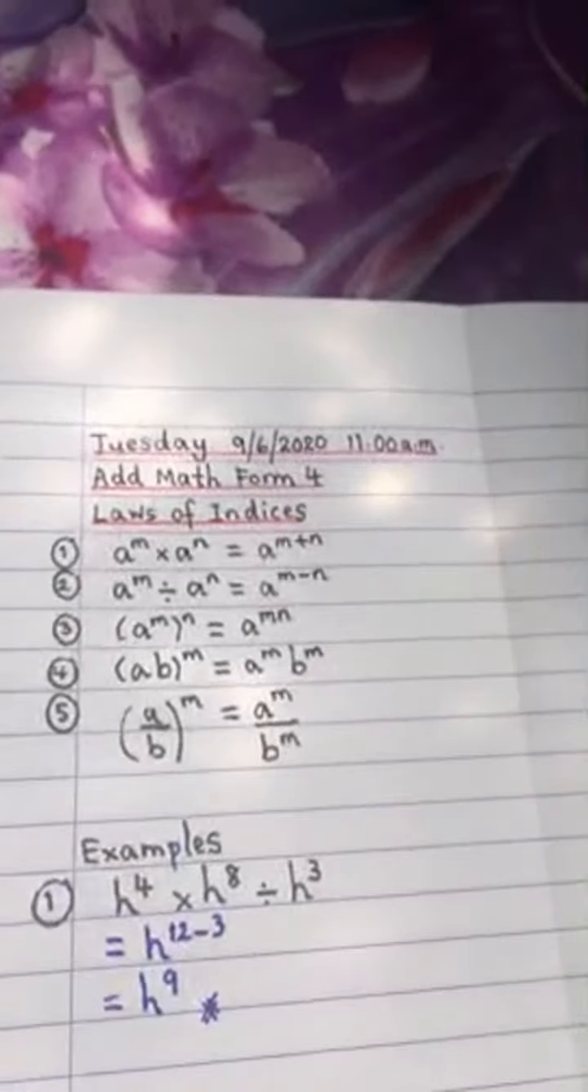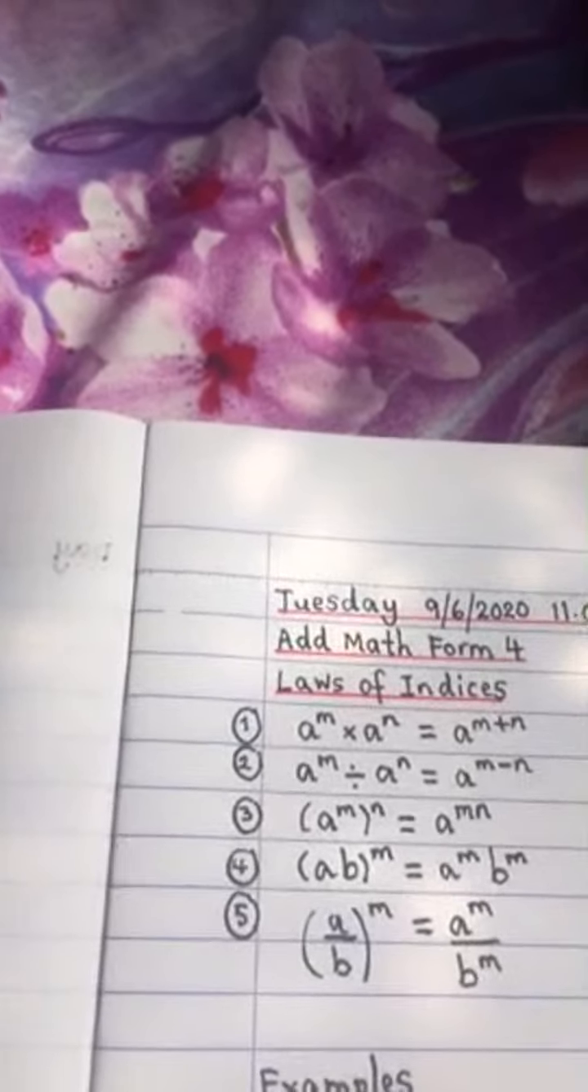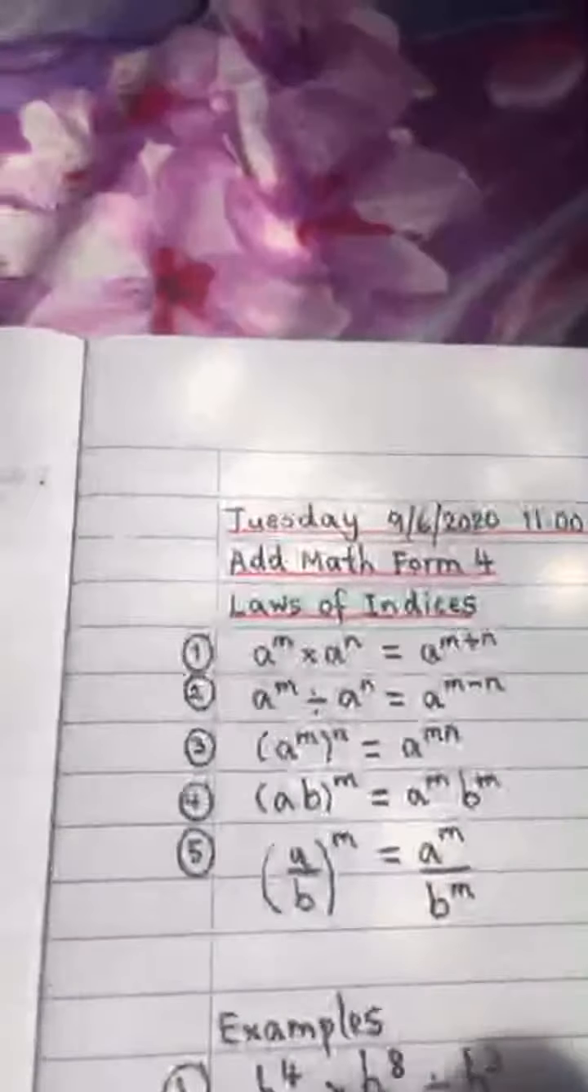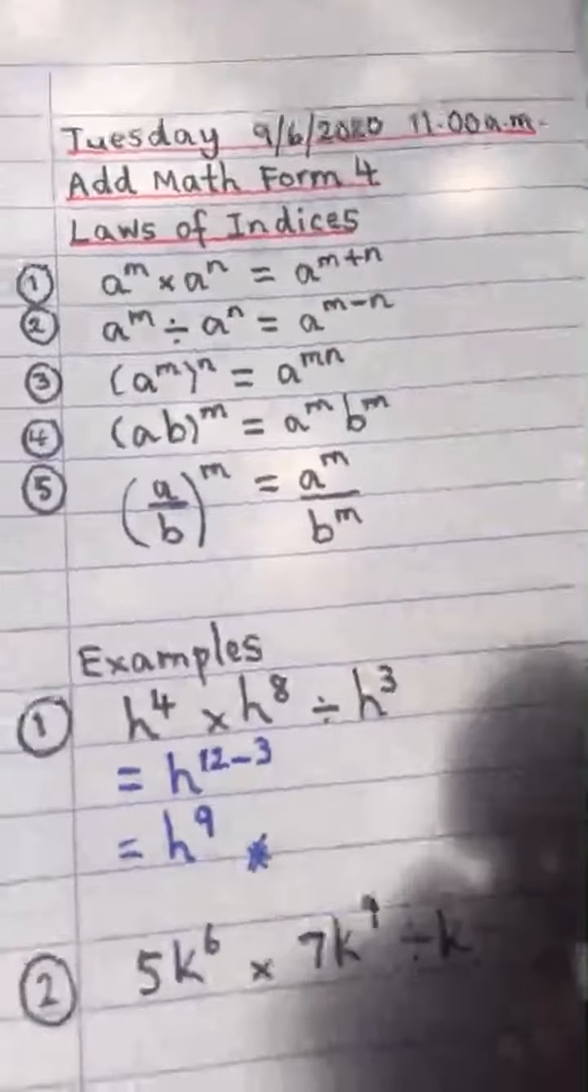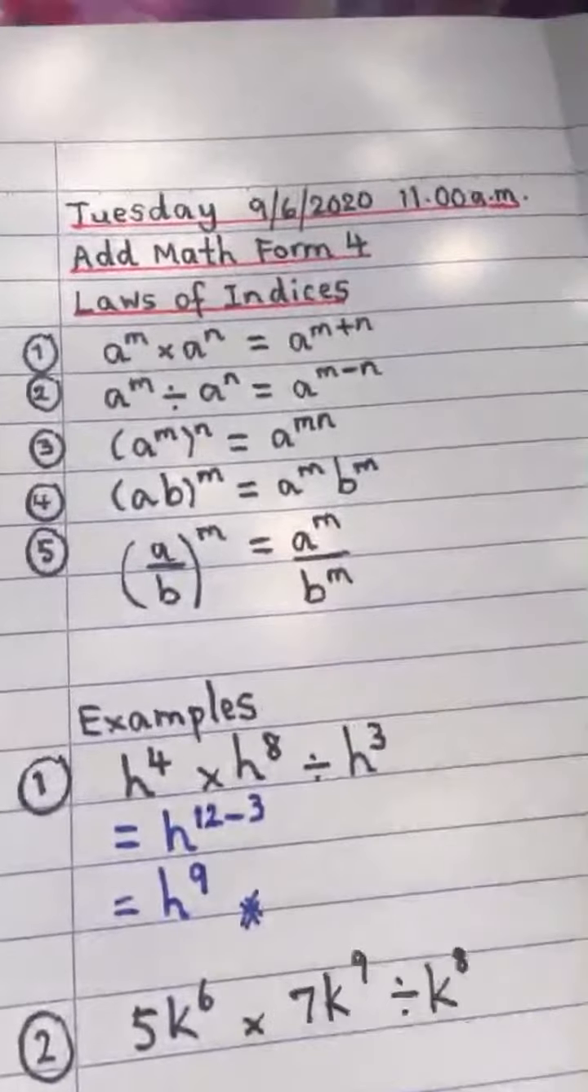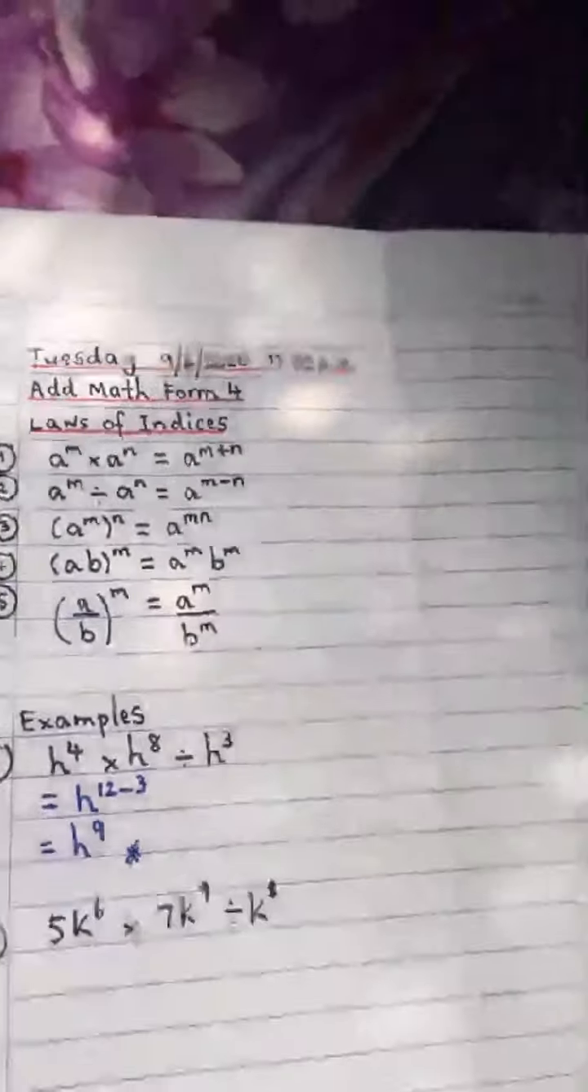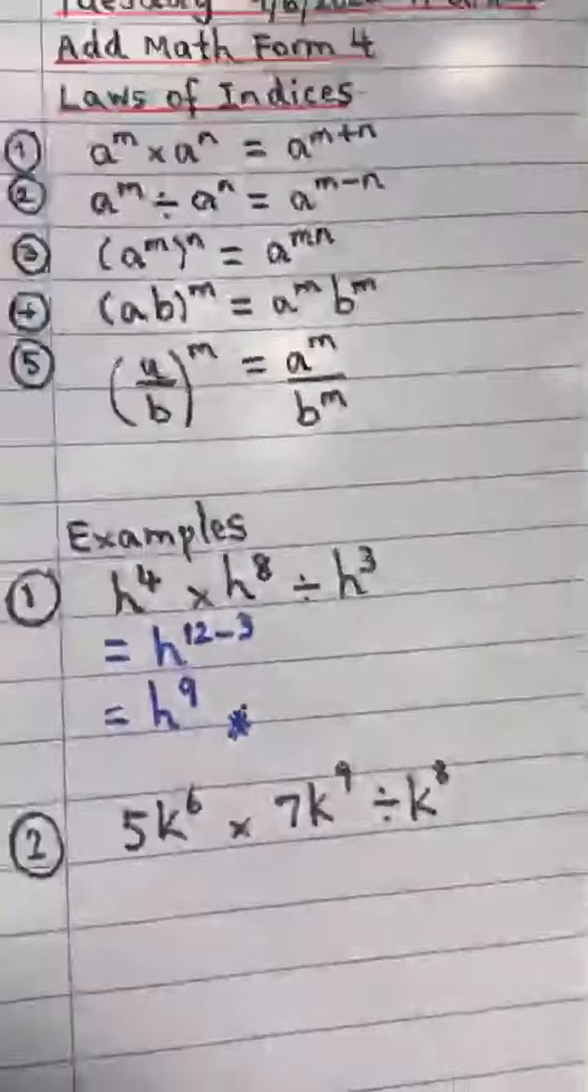Okay, now I'll give you the second example, which is this one. You have 5k power 6 times 7k power 9 divided by k power 8. It's difficult, but I'll try my best. Okay, this is the second example.